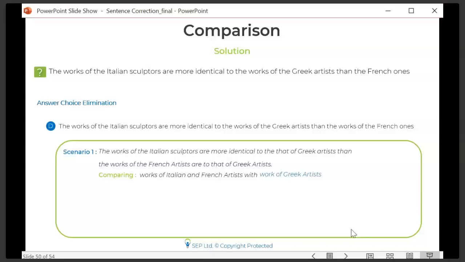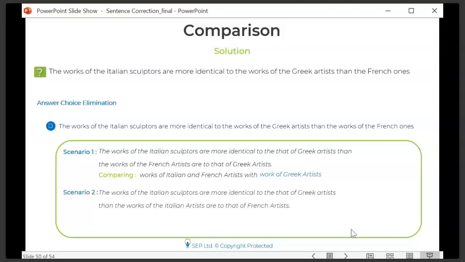But there is another meaning that can be conveyed. So let us recap scenario one. In scenario one, it could be that the works of Italian sculptors are more identical to the works of Greek artists than the works of the French artists are to that of Greek artists. So we could be comparing the works of Italian and French artists with the work of Greek artists, but this is not the intended meaning. Let's see scenario two. The works of the Italian sculptors are more identical to that of Greek artists than the works of the Italian artists are to that of French artists.